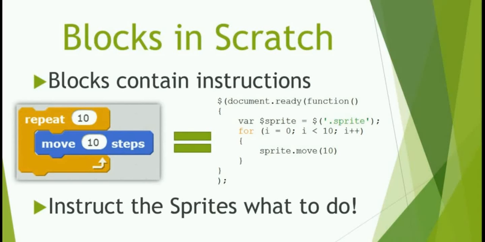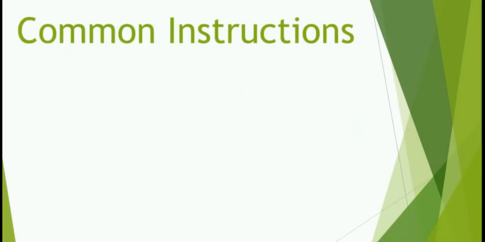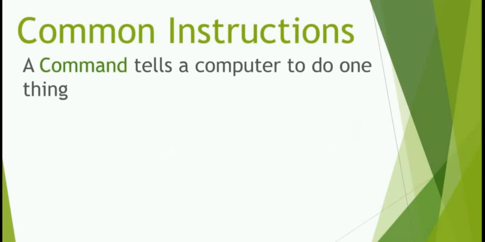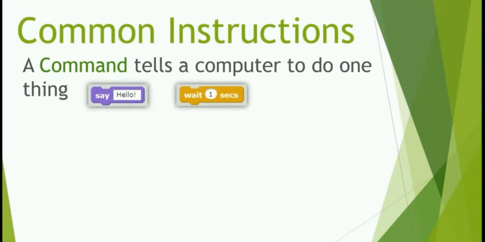So today we're going to look at making Angry Pong, is what I call it. It's the same as Pong is, which is just a ball and a paddle jumping up and down on the screen. But we're going to use an Angry Bird instead of the ball. So let's have a look at some of the common instructions that we can use on a computer. A command tells the computer to do one thing. So like in the last lesson, we told the sprites to say hello, or to say games are really good. We can also use blocks like the wait block to make the program wait for 1 second, which I'm sure a lot of you have done.